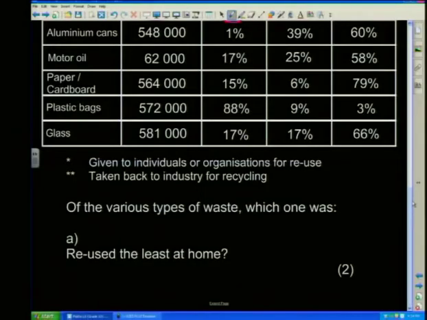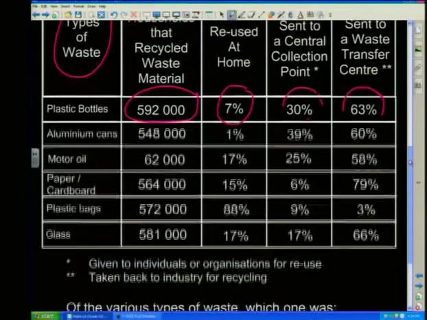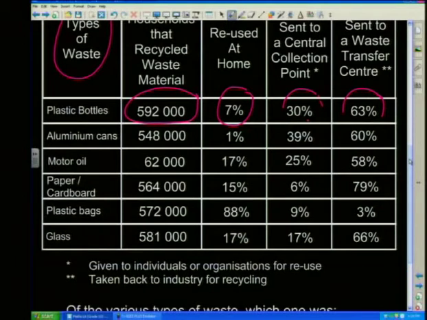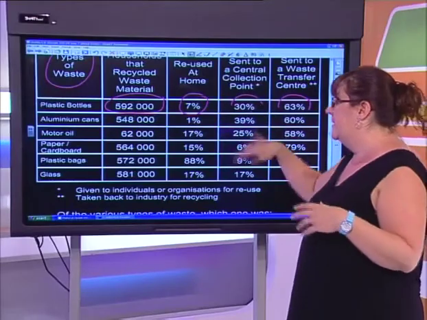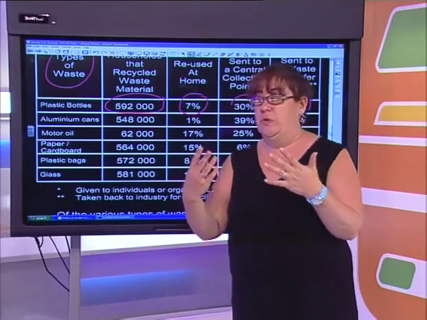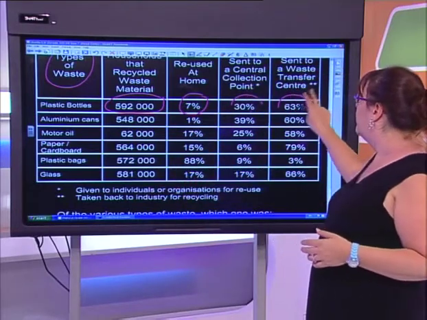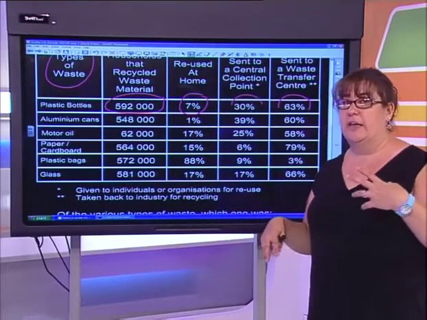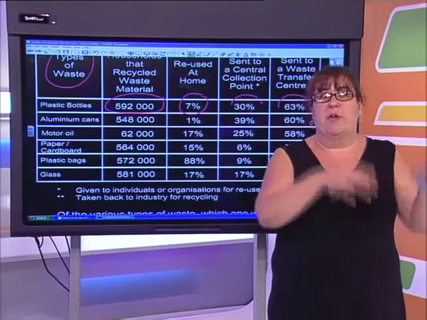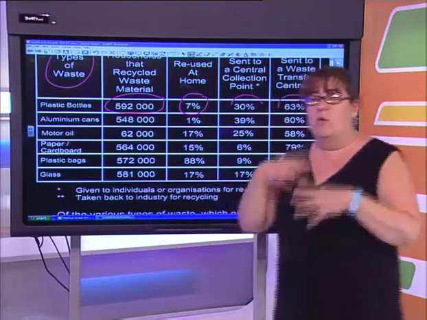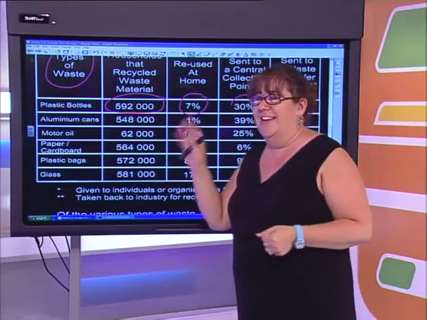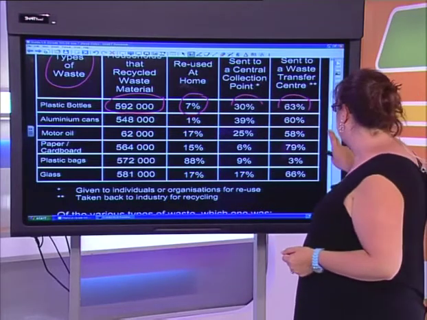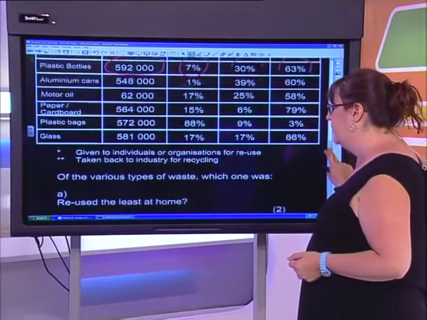Right, so first of all, we've also got an asterisk. Sent to a central collection point has one asterisk. That tells us it's given to individuals or organizations for reuse. So we collect the bottles and we send them to an organization who reuse them. And the second one, sent to a waste transfer center, has 2 stars, which says taken back to the industry for recycling. What do we mean there? It's taken back. They're probably crushed, destroyed, recreated, or refilled, or whatever it is that they do in the recycling center.